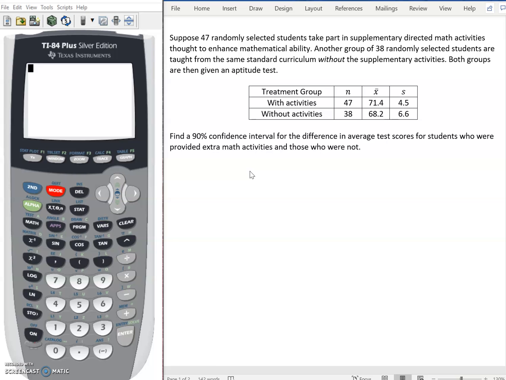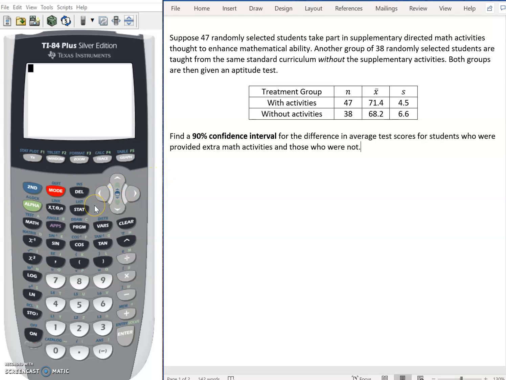So all of the crucial information is given in the table there for each group. And we want to find, at this point, a 90% confidence interval for the difference in their average test scores. So this is definitely a two sample situation, right? The first sample is students with activities. The second is those without activities. It would be fine if they had the same sample size, but it just so happens we have two different sample sizes. Certainly we have different means and different standard deviations, as is to be expected.